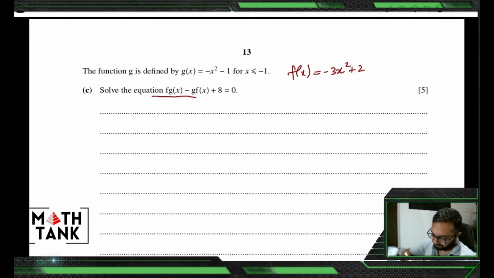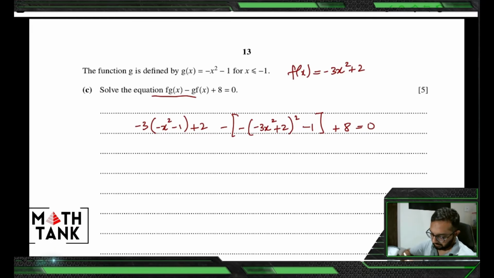Okay, so fg of x would be minus 3 minus x squared minus 1 plus 2, and gf of x would be minus 3x squared plus 2 squared minus 1 plus 8 equals to 0. And this should also be squared. So let's try to expand this then.